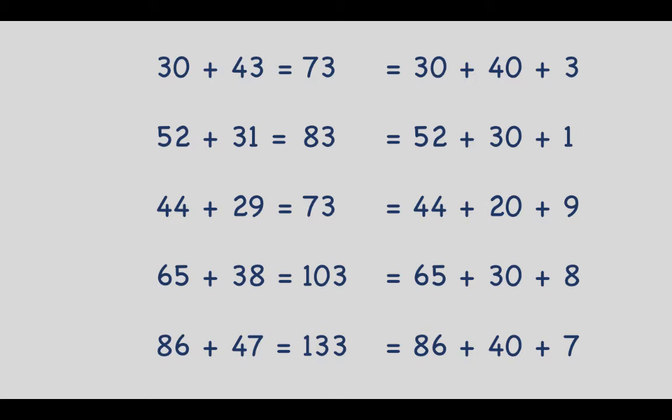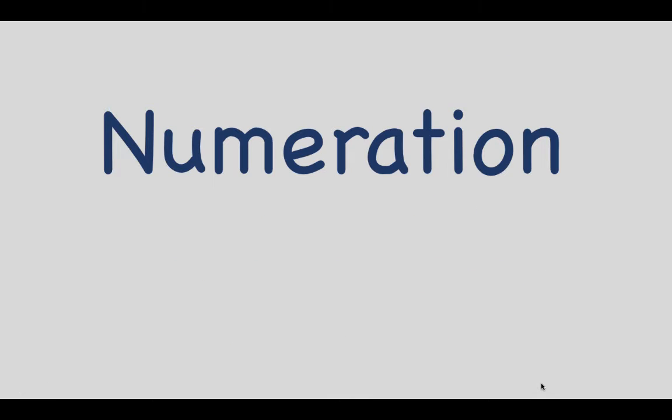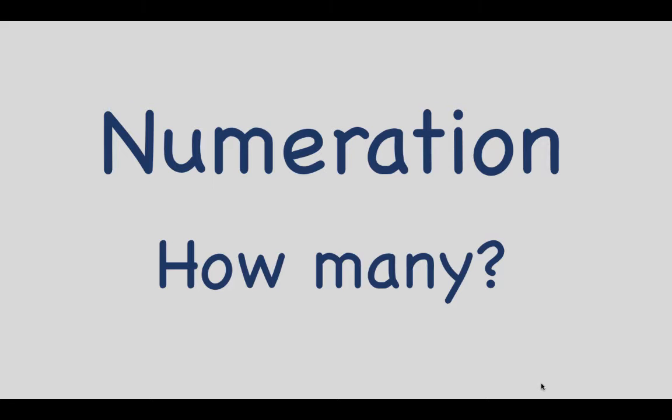Or 52 plus 30 equals 82, and 1 more equals 83. In effect, these students create a 10-friendly equation which transforms adding two two-digit numbers into adding a two-digit number and a single-digit number. Thinking about addition of two two-digit numbers in terms of numeration provides many opportunities to deepen understanding of place value and the base 10 number system.